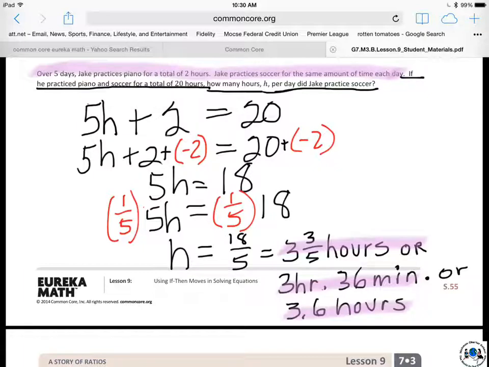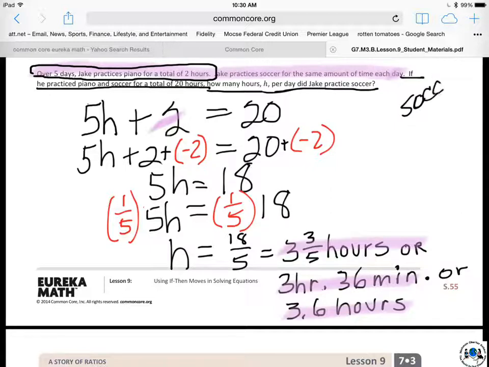Here is that. Just take a look at how this was worded. It says, over 5 days, Jake practices piano for a total of 2 hours. He practiced piano over those 5 days for only 2 hours. So that is this number right here. This is all his piano right here. His piano is that 2. Because again, just like the last one, we're trying to put together the soccer time plus the piano time.